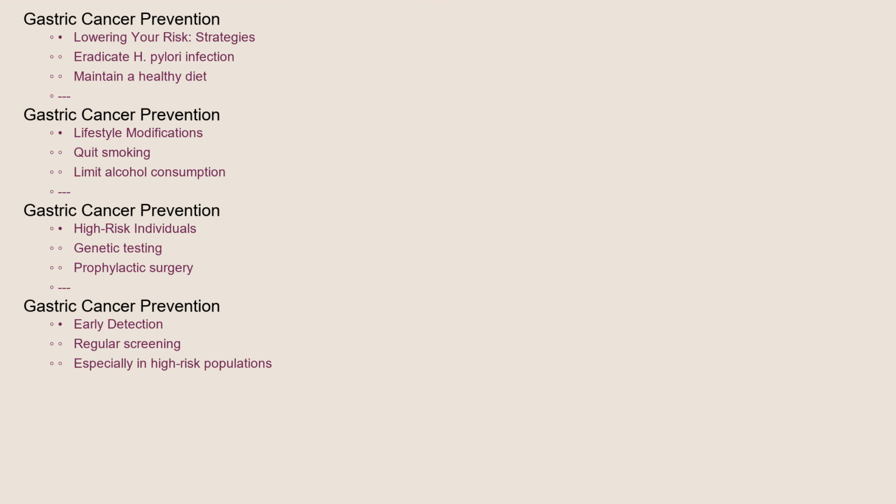Can gastric cancer be prevented? While it's not possible to completely eliminate the risk, several strategies can help lower your chances of developing the disease. Eradicating H. pylori infection with antibiotics is a crucial step. Maintaining a healthy diet rich in fruits, vegetables, and whole grains and low in smoked, salted, and pickled foods is recommended. Quitting smoking and limiting alcohol consumption are also important.